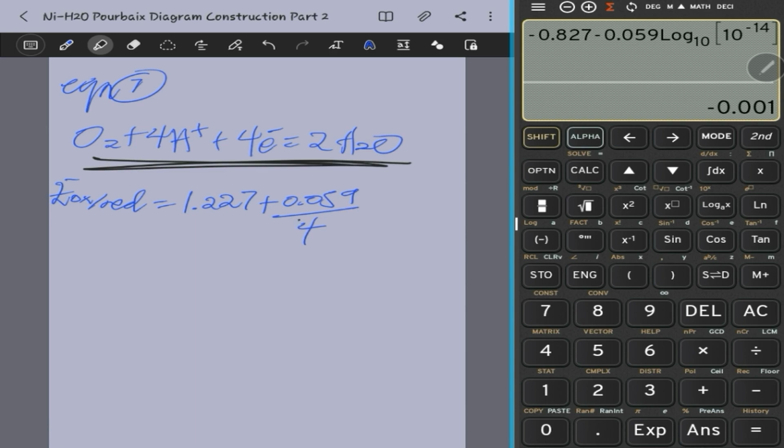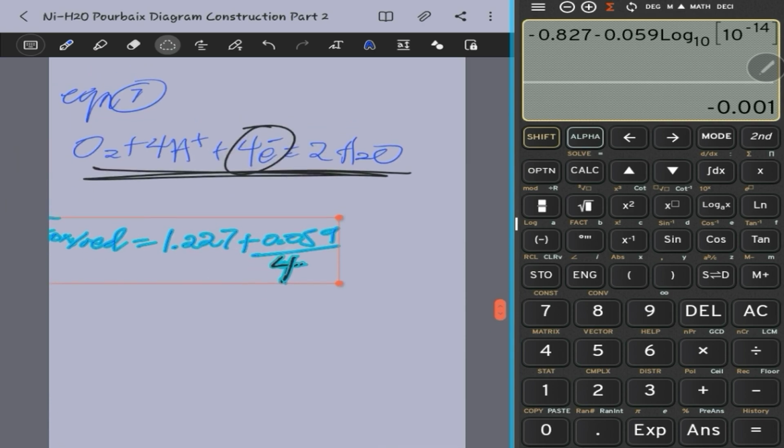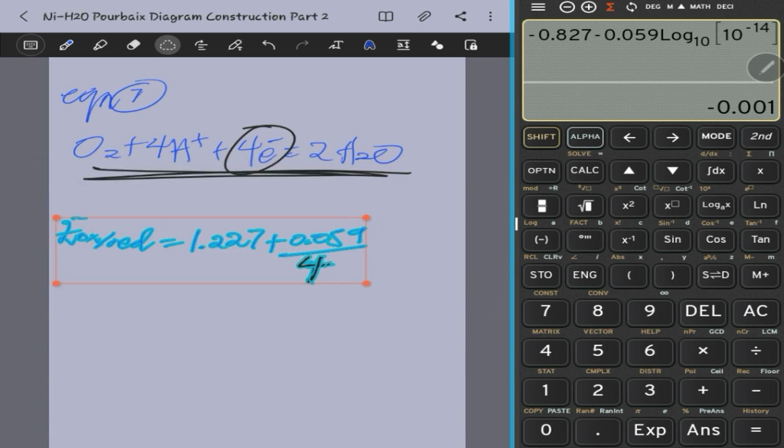When you get here, try and look at the equation again. How many electrons are involved? You get that information, then you move on. Very important, else you will get a different value. So let's see. All right, this is what we have.